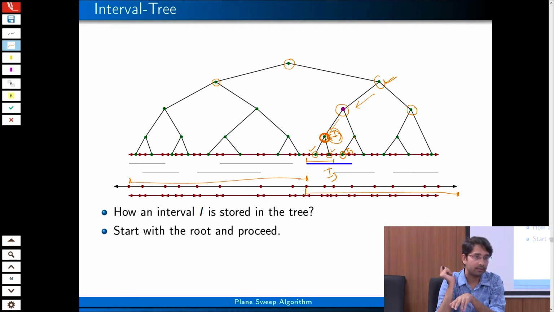This will be static or dynamic. Let's see. First understand whether we can store the intervals, how to store the interval. Then we'll come to how much time it takes.